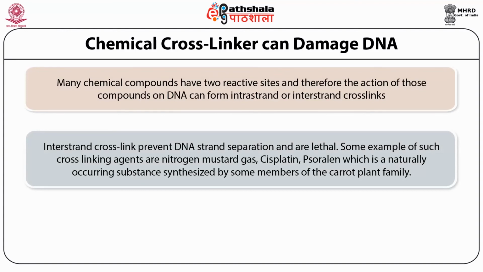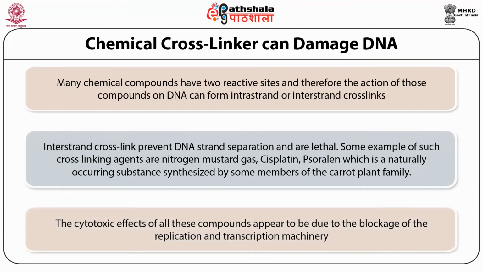Some examples of such cross-linking agents are nitrogen mustard gas, which attacks the central nervous system, and cisplatin, and psoralen, which is a naturally occurring substance synthesized by some members of the carrot plant family. The cytotoxic effects of all these compounds appear to be due to inter-strand cross-linking, which blocks the replication and transcription machinery. What we have learned in the last few slides is that some mutagens can serve as carcinogens.